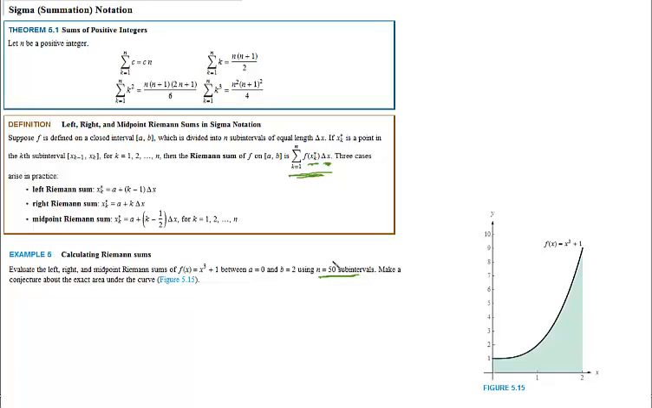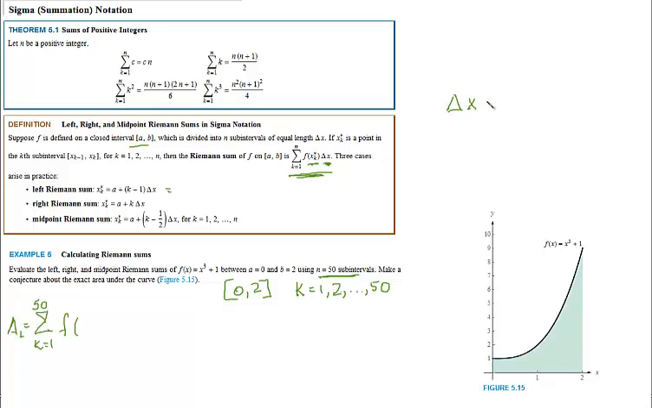Alright, so we're going to make this happen for us. I see that I have our f defined on a closed interval. It's in between 0 and 2, so there's my a and my b, and I want 50 subintervals. So k is going to go from 1 to 50. I will need to get what delta x is.